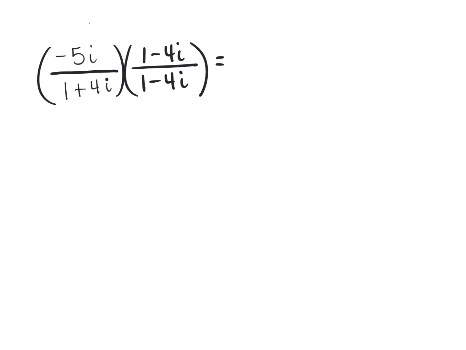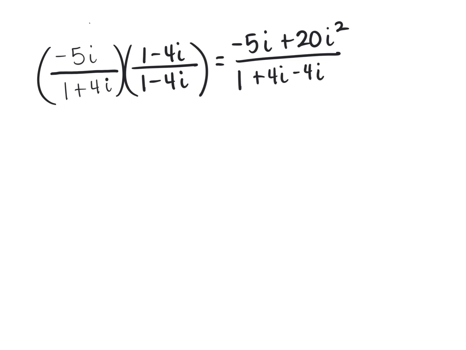So as I multiply and distribute the negative 5i, I'm going to have negative 5i plus 20i squared. And I'm going to divide this by what I get when I multiply this out. If you need to do this on a scratch sheet of paper, you can. You're going to have 1 times 1 is 1. Then you'll have plus 4i minus 4i. And then you're going to have a negative 16i squared.